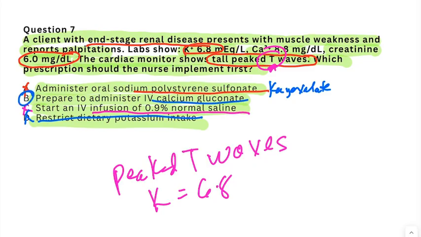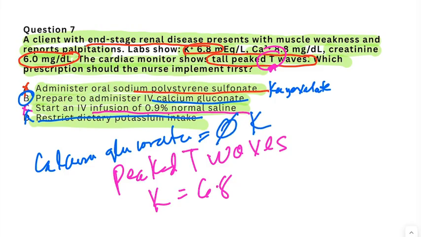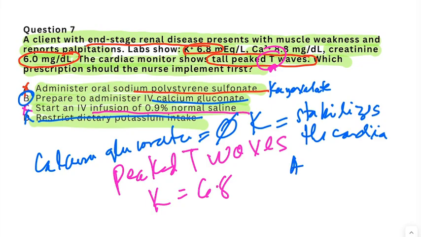Why is calcium gluconate the correct answer? So remember, calcium gluconate actually does not affect the potassium. There's no effect in the potassium, right? What it does, it stabilizes the cardiac action potential or the membrane, meaning to say it's going to make it less irritable and it's going to hopefully prevent it from having VFib or VTach. That's the reason why that's the correct answer.